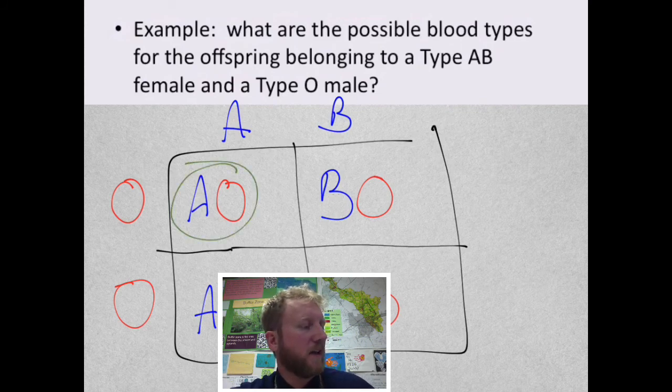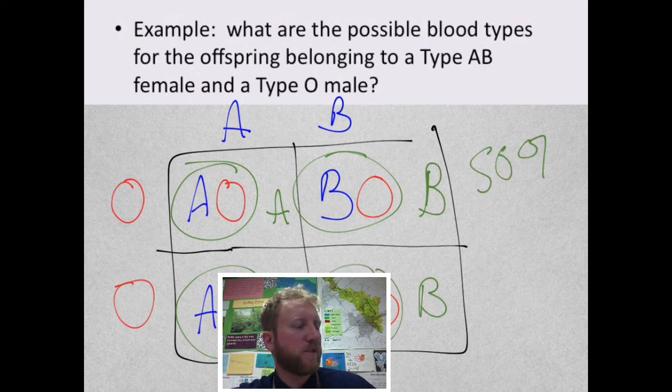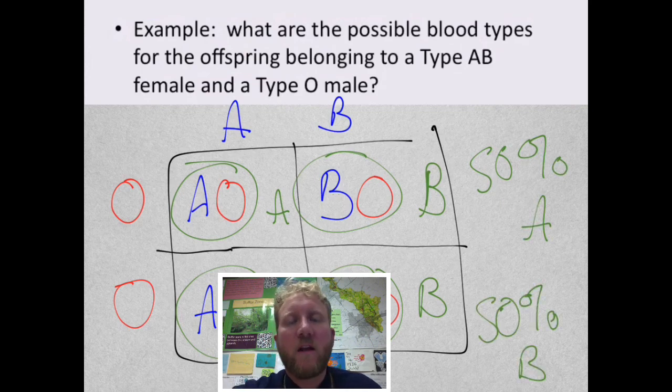And so the possible blood types are the offspring. I've got AO, which means it's type A, here and here, and then here, if I've got a BO, that is B. So I've got 2 there. So that means 50% of my offspring can be type A, and 50% of my offspring, or at least the probability of them being B, is 50%. And that's how that works.